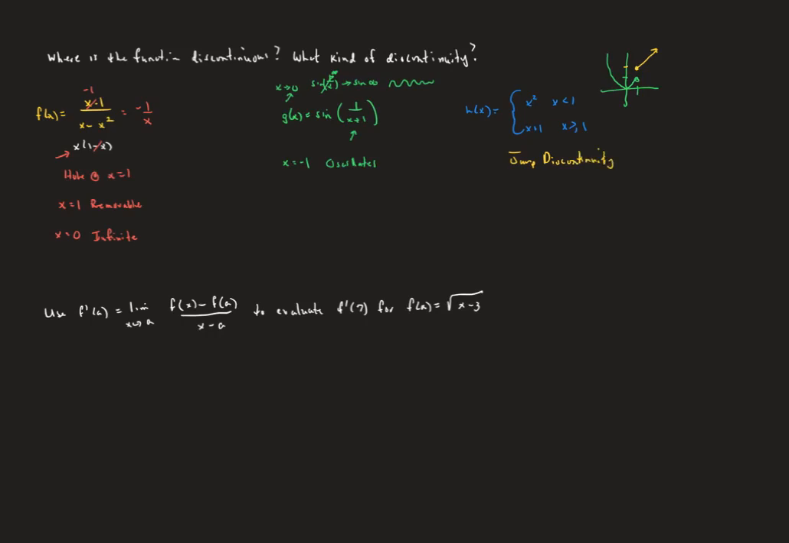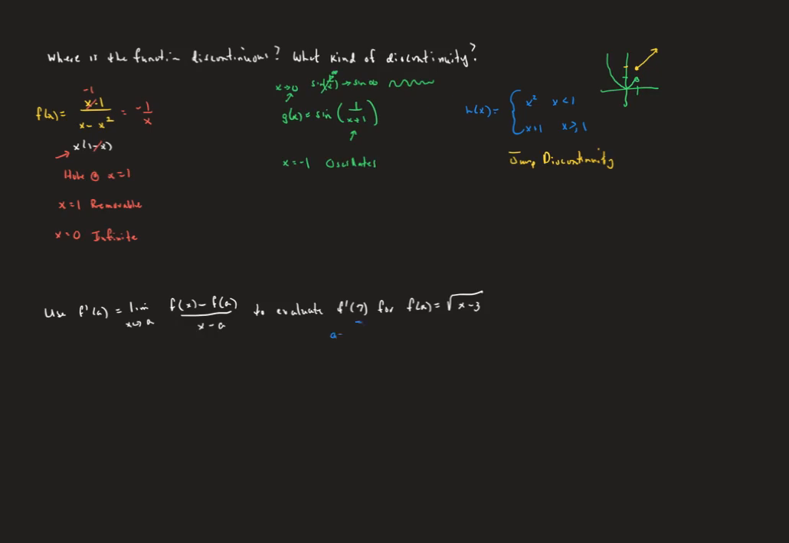Since we're coming in towards different points as we come in from the left and from the right. So the next one here, we're supposed to evaluate f prime of a using the definition of the derivative, limit as x approaches a of f of x minus f of a over x minus a, and they want us to use that to evaluate f prime of 7.